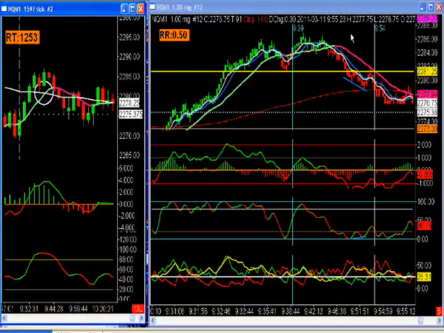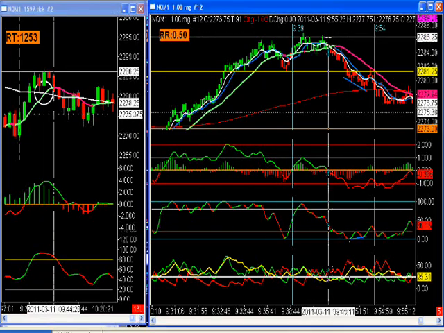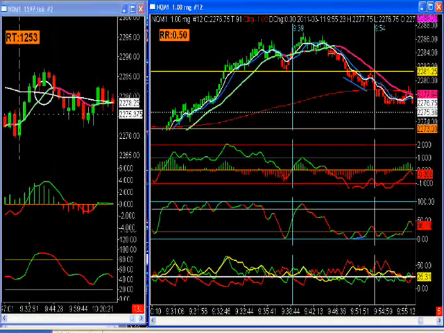Here we get a short setting up, and that is at 9:45. But when looking at this, we're not below our 9 weighted over here, we're still above it, so that would be a pass for me.